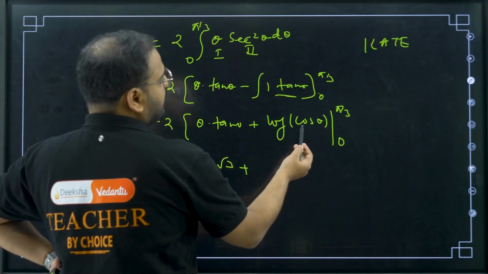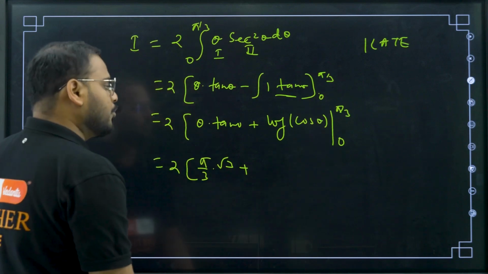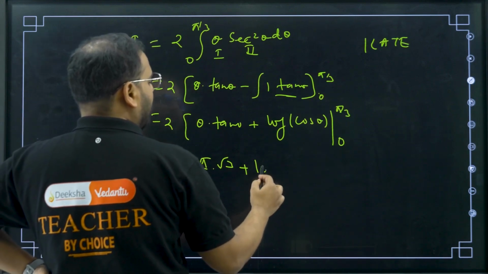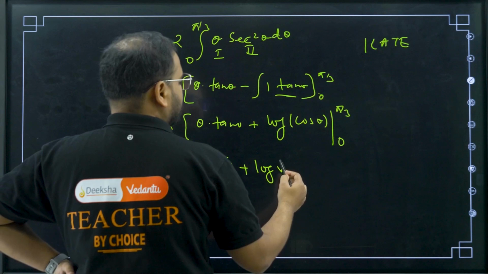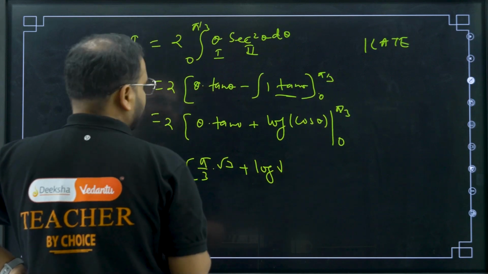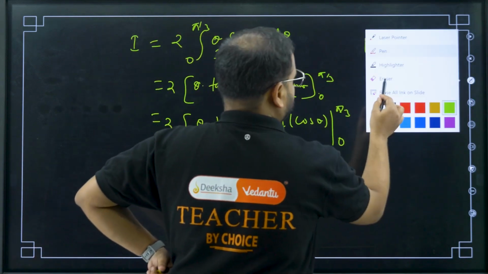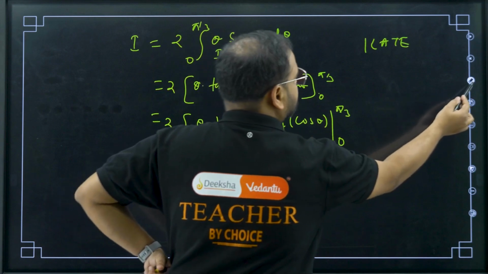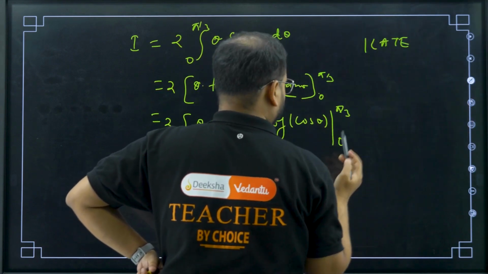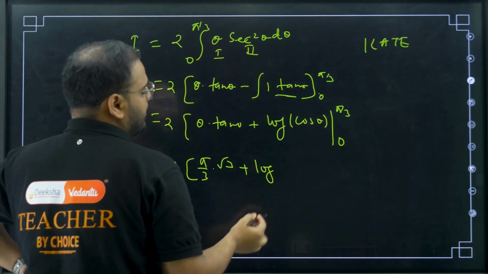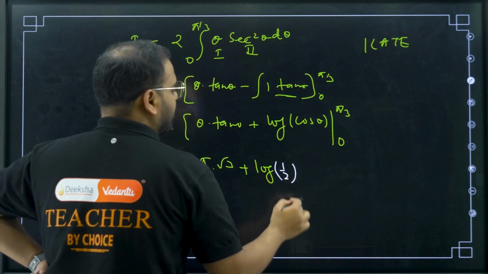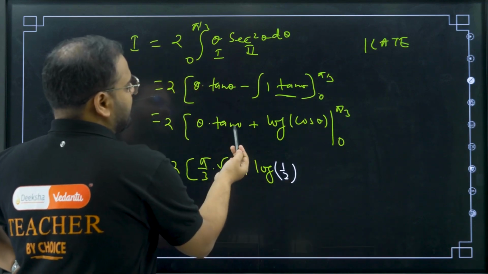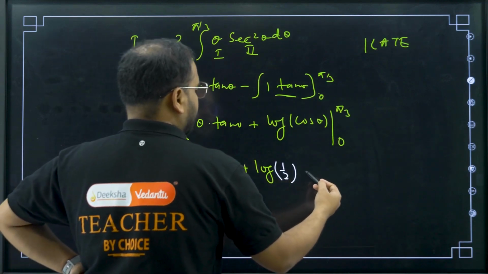Over here also, cos pi by 3 is what? So you're going to get log of cos of pi by 3. Sorry, forgive me. Cos pi by 3 is 1 by 2. It will become 1 by 2 over here. And for 0, tan 0 is 0, so this whole thing is 0.